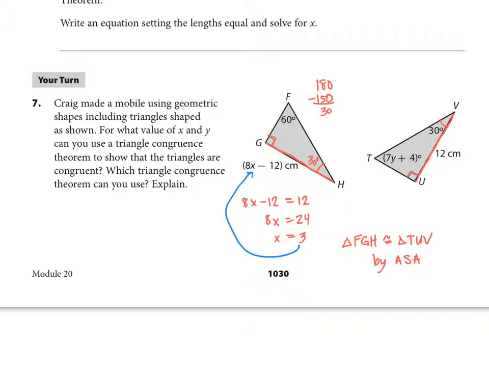I still haven't figured out what y is, but in order for the two triangles to be congruent, angle T does correspond to angle F, right? Since this has to be 30 here at H, 30 at V, the other two angles, F and T, have to be 60. So my equation is 7y plus 4, that has to be 60 degrees. If I subtract 4 from both sides, I get 56, which means y has to be 8. Okay, so y is 8, x is 3. The triangles are congruent by ASA.